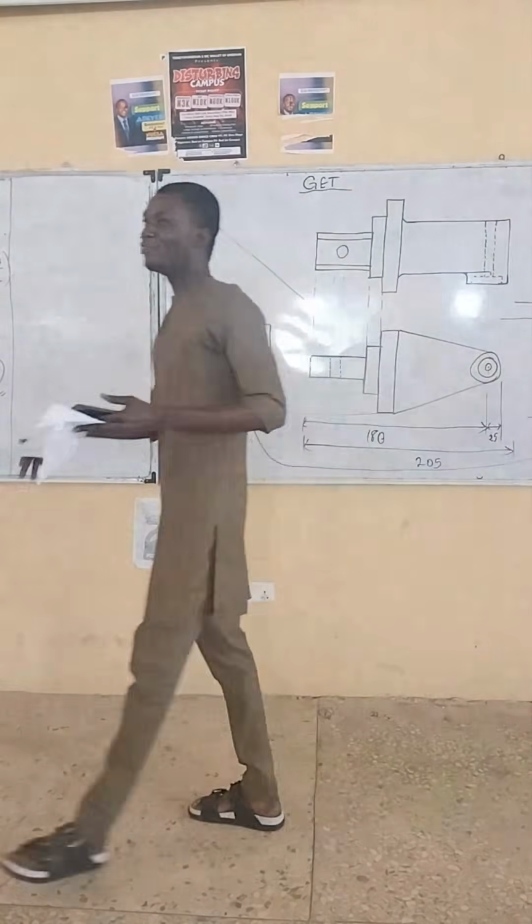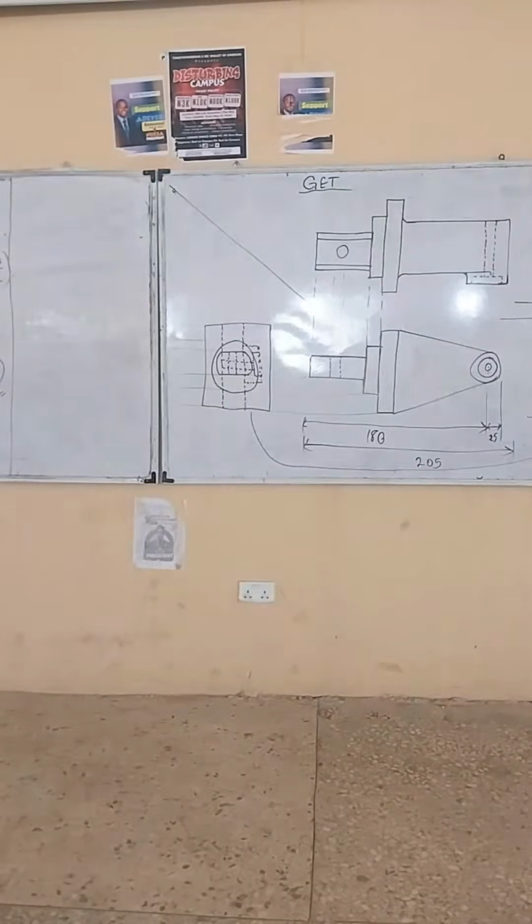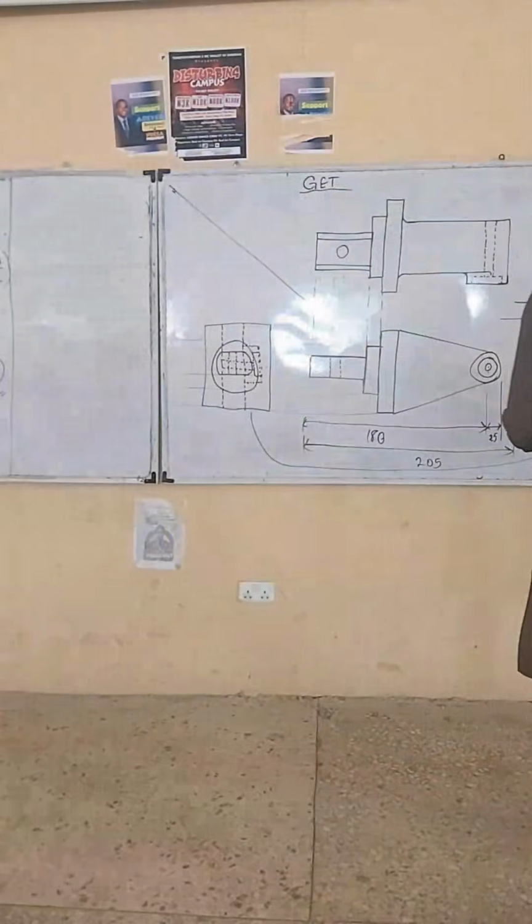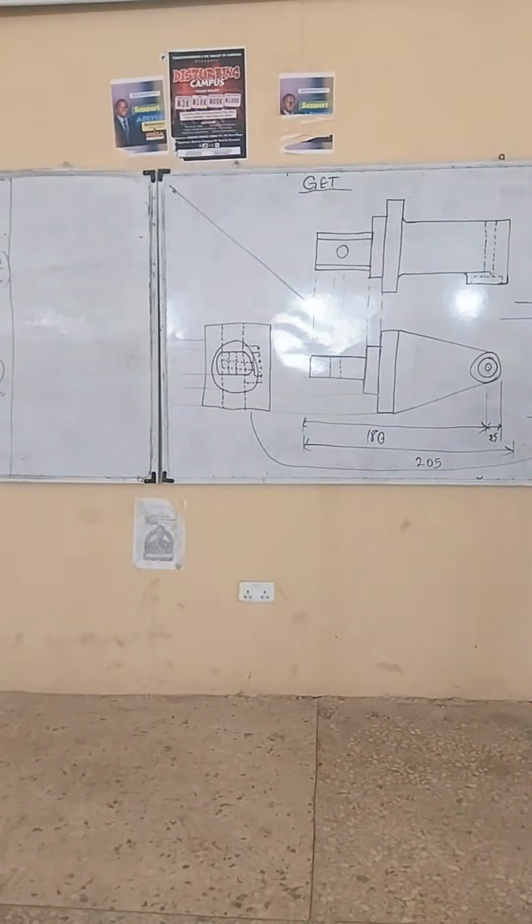So it means the side view will not be to your left, but to your right. The question says the end view is positioned to the right of the front view. Our side view is correct, yes, but it has to be at the right hand side. The side view is correct, because that's what you are seeing now.